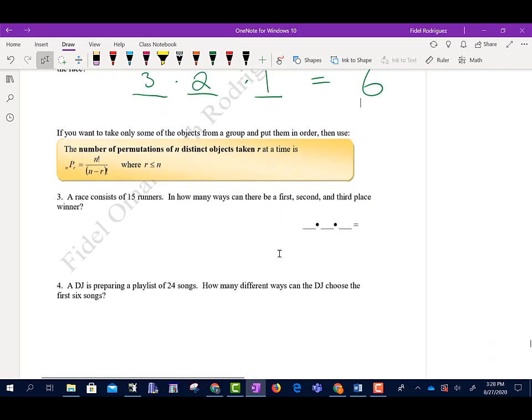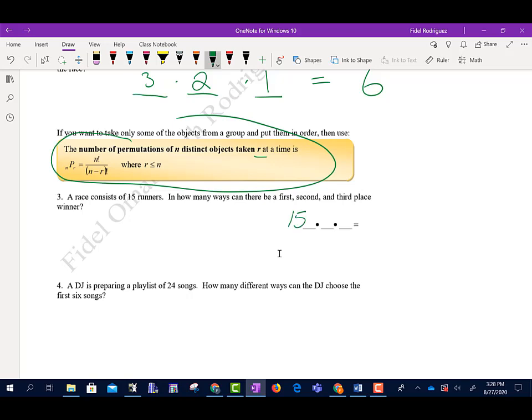Now it says, if you want to take only some of the objects from a group and put them in an order, then we're going to use this formula right here. It's nPr, the number of permutations of n distinct objects when we're only taking r at a time. A race consists of 15 runners. How many ways can there be a first, second, and third place winner? For the first spot, we can choose from 15. The second spot, we can choose from 14 other runners. And the third spot, we can choose from 13 other runners. We're going to multiply those numbers together.